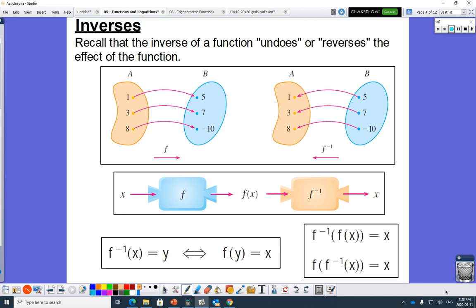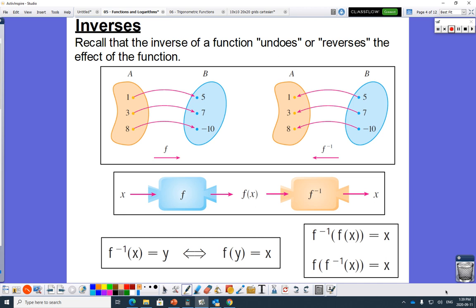So, if you've got a function that takes 1 and turns it into 5, 3 turns it into 7, 8 turns it into negative 10, the inverse function will do the reverse. It seems like reverse would be a better word here than inverse. Yeah? It just means it undoes what you just did. So picture it this way. If an x goes into the function f, it becomes f at x. Then you put it back through the inverse, you go back to x again. So if you go from 2, and this takes 2 and turns it into 8, the inverse takes 8 and turns it back into 2.